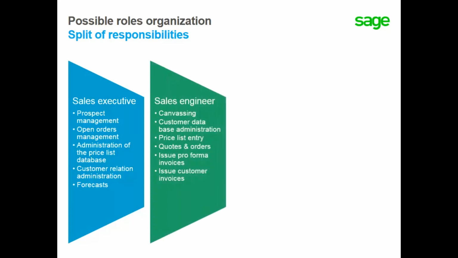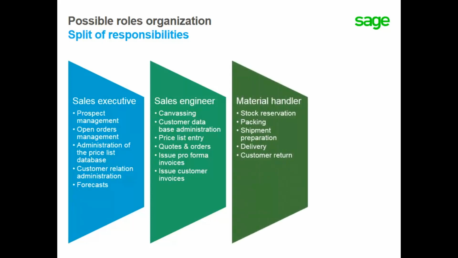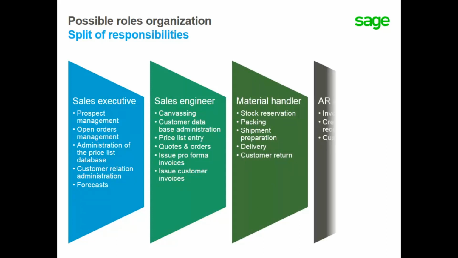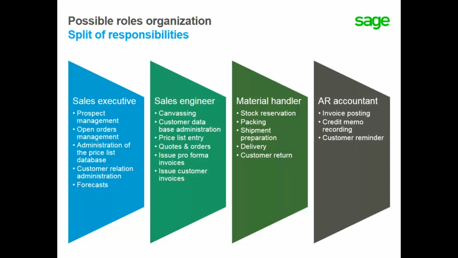He will oversee the activities and performance of the sales team. The sales engineers are responsible for maximizing the revenue. They feed the system by entering the different sales transactions such as quotes, sales orders, and canvassing activities. They contribute to the data as well by administering the price list and the customer database. The material handler is in charge of the stock, from shipment preparation to packing. The AR accountant is in charge of the customer invoicing and reconciliation with the payments. He will initiate alerts when the customer presents a risk of non-payment.